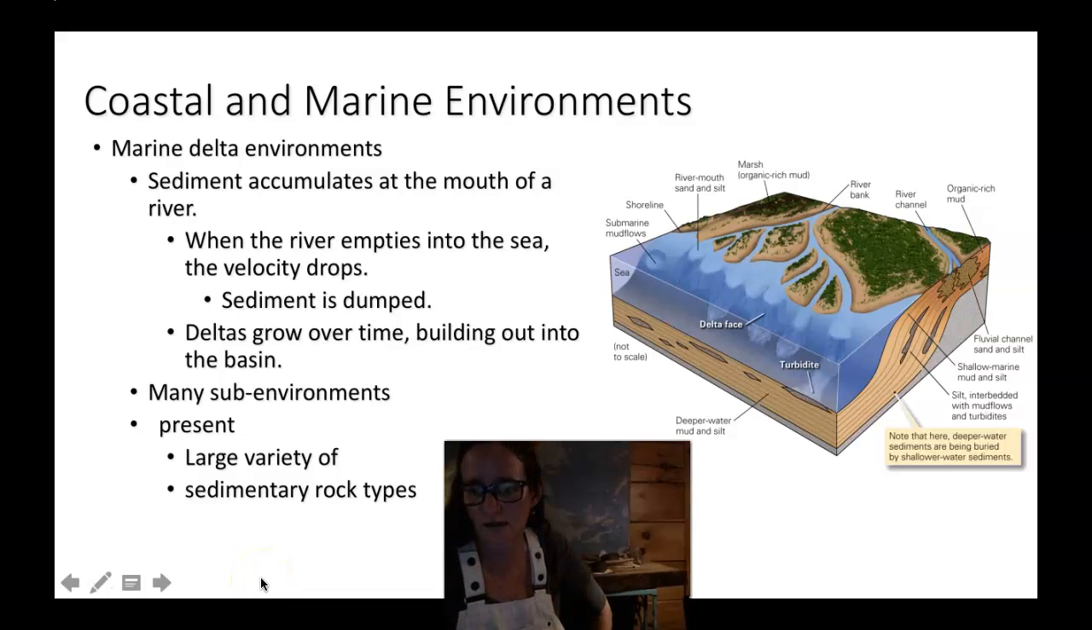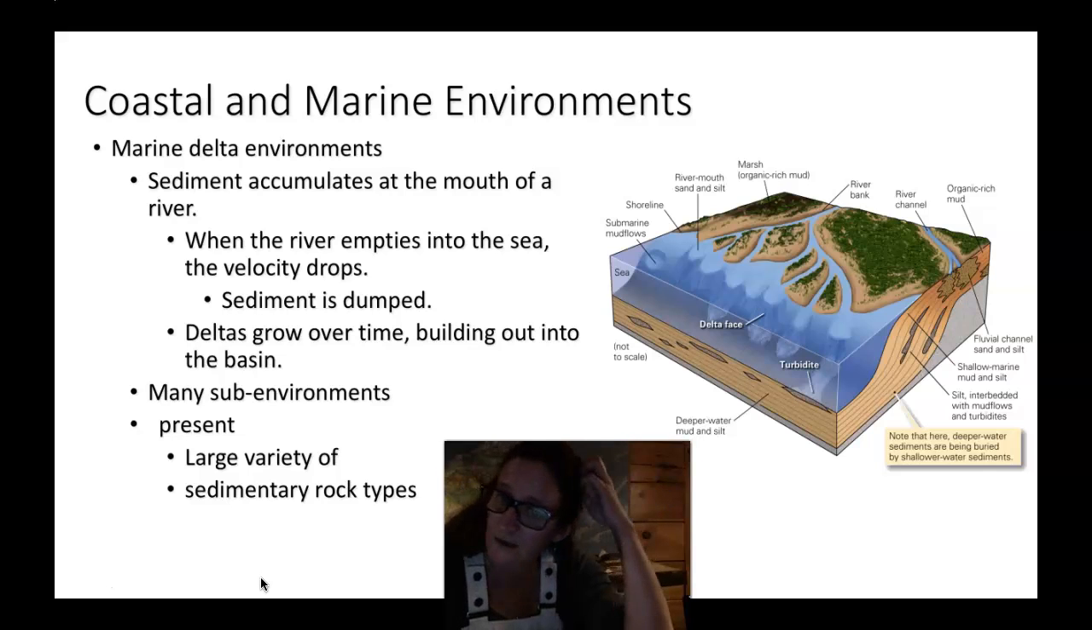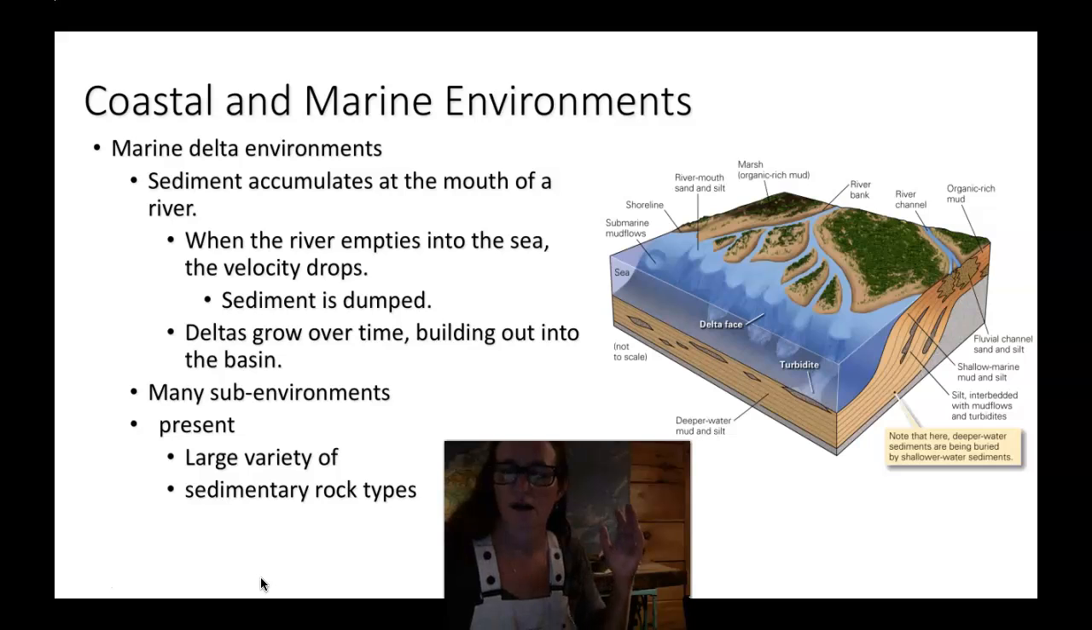Okay, let's get out of the terrestrial environment and head down to the shore. There's a transition environment between terrestrial and marine where there are the marsh areas and deltas. So the marine delta environments are going to occur at the mouths of rivers. Other places along the coastline, maybe there would be a barrier island system or sea cliffs, but we're going to focus in on the mouth of a river.